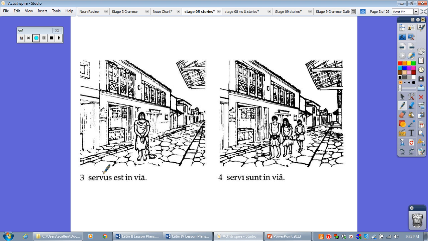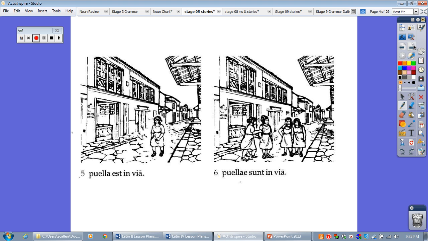You may be a, us, or something random. Plural a, e, I, or es. Puella est in via. Puellae sunt in via. So the girl is in the street versus the girls are in the street. So this is an example of a first declension noun there.